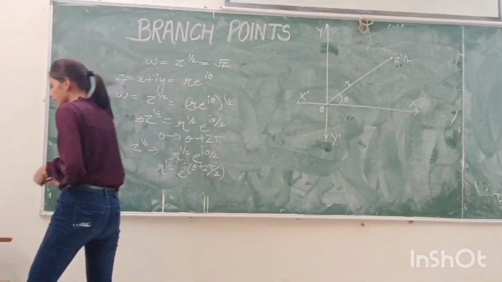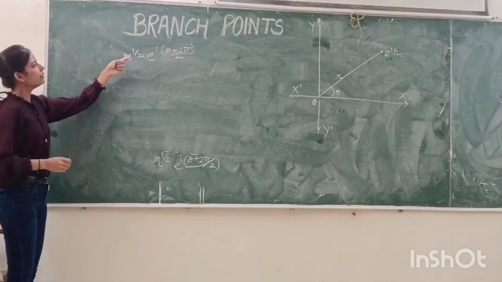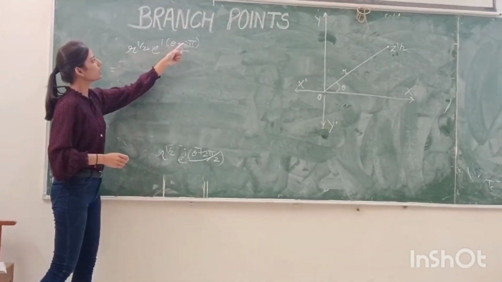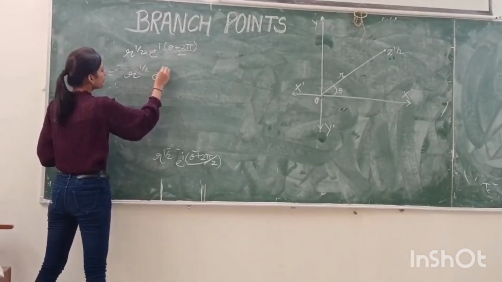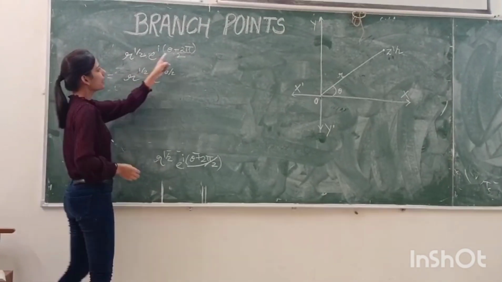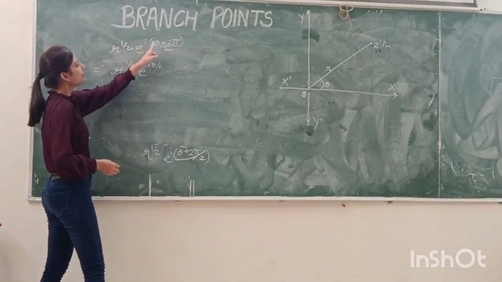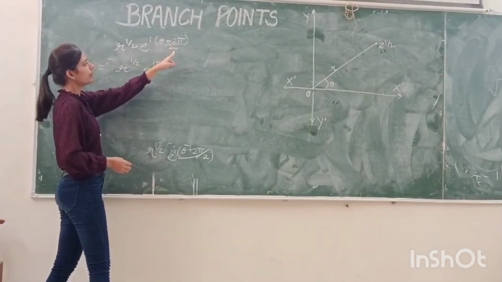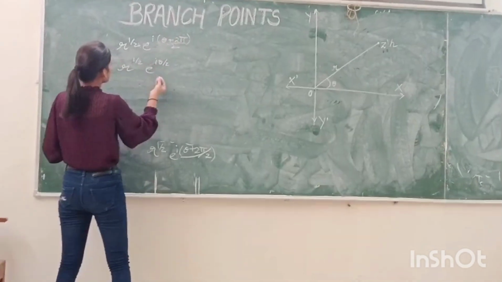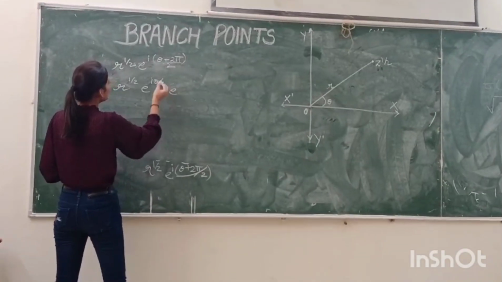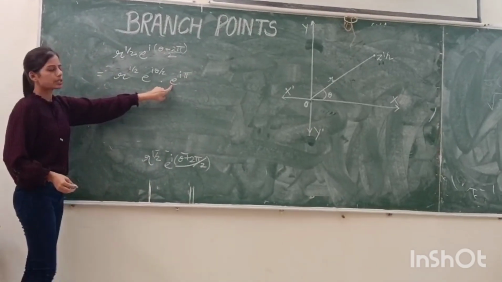Let us see what we will get. So what we got here is r power half e power i theta plus 2 pi by 2, which is equal to r power half e power i theta by 2, and I am separating these two terms, e power i theta by 2 into e power i 2 pi by 2, which will be equal to e power i pi, because the 2 will be cancelled out. So this will be equal to into e power i pi. We know that this value will be minus 1. Why?